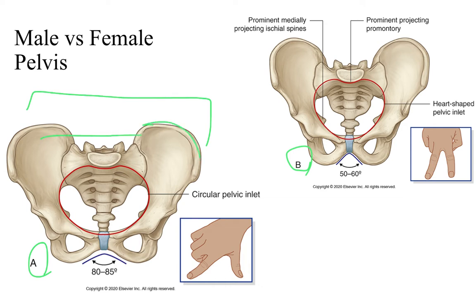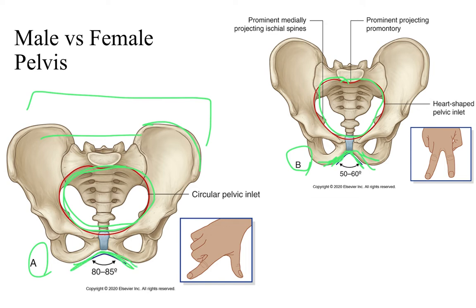The ilia are flared out a little bit. The pelvic inlet has more of a round feature to it as opposed to a heart-shaped pelvic inlet, which is more narrow. And then if you look at the angle between the ischiopubic rami on either side, in males you have a more acute 50 to 60 degree angle, but in females you have a wider angle, 80 to 85 degrees.